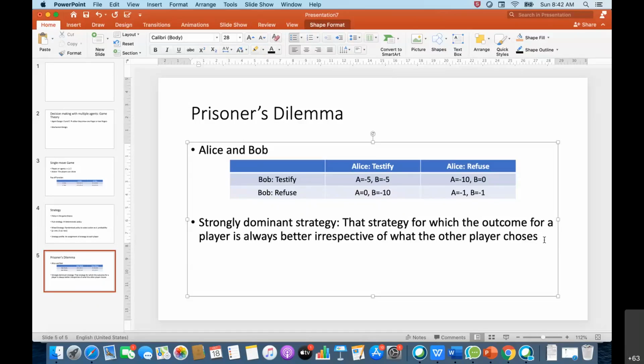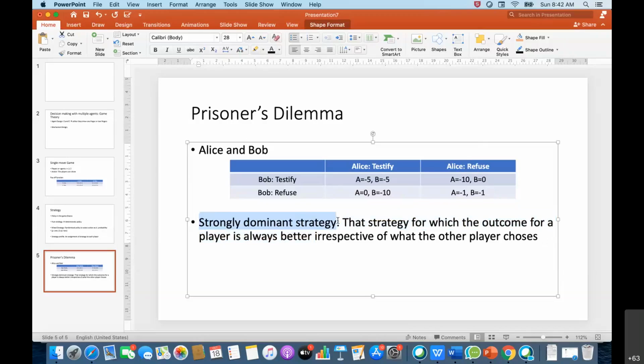Then comes weakly dominant strategy. That is, if the outcome of the strategy is better at least in one of the outcomes. Okay, say here refuse is the weakly dominant strategy, because for this outcome the outcome will be better. For at least one, that strategy is known as weakly dominant strategy.